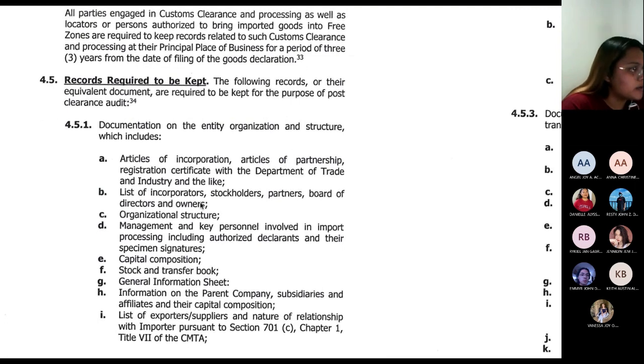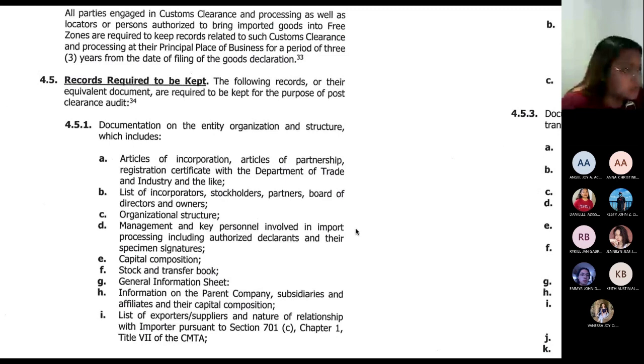4.5 Records required to be kept. The following records or their equivalent documents are required to be kept for the purpose of post-clearance audit. 4.5.1 Documentation on the entity organization and structure, which includes A. Articles of incorporation, articles of partnership, registration certificate with the Department of Trade and Industry, and the like.